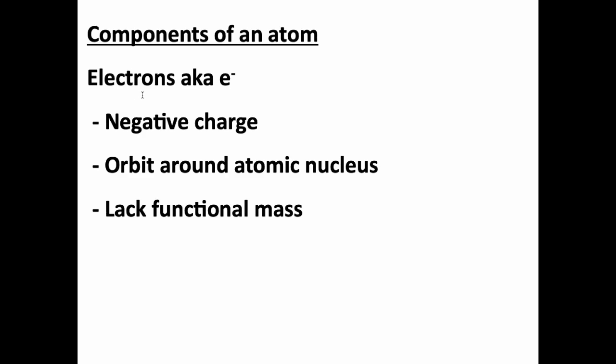So electrons, also known as e superscript minus. This is a very common shorthand, not just for taking fast notes, but you will see throughout the quarter in a lot of figures and diagrams, the little e superscript minus sign, that means electron. So electrons, yes, they've got a negative electrical charge. They orbit around the atomic nucleus. And yeah, this phrase, they lack functional mass.